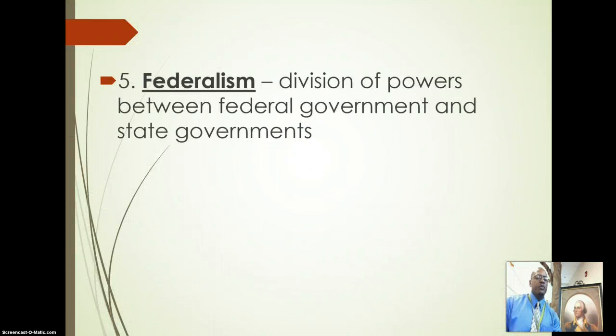Our fifth principle is something called federalism, and basically this is a division of powers between the federal government, which is our national government, and the states, so individual states. This is called federalism, the idea that there will be a division of powers. And so you have governors of a particular state, and then you also have a president who's the leader of all of the states.